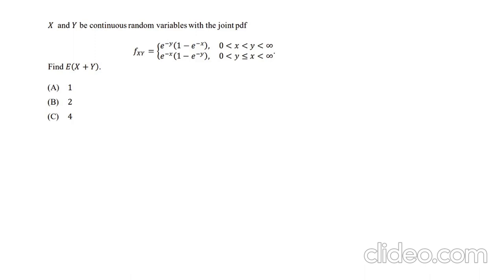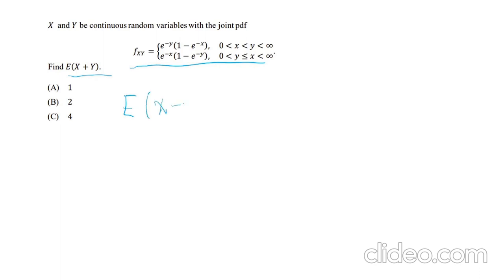Now the next question is that X and Y are continuous random variables with joint PDF f(x, y) equal to e to the power minus y, times 1 minus e to the power minus x. So we need to find the expectation of x plus y.